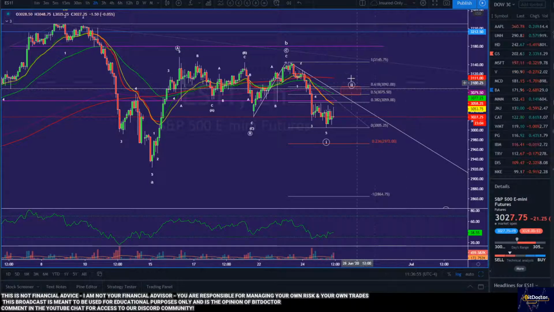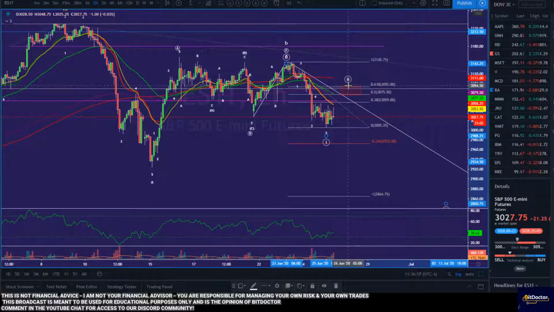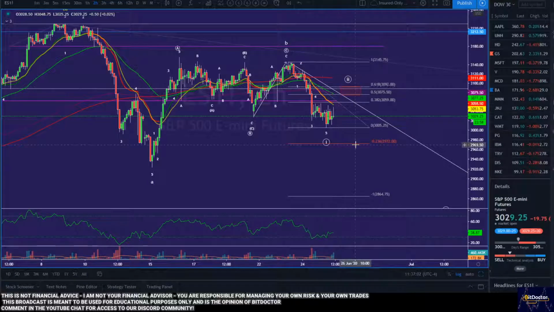All right. So we have our high probability short zone up here in this range, right? That's where I'm kind of expecting this thing to go. Again, because I've got a 1, 2, 3, 4, 5, then we go for an A, B, move up for the C. And this is probably going to happen in the next day, probably within the next 24 hours, maybe even sooner than that. But regardless, I think it's going to happen before 24 hours are up.